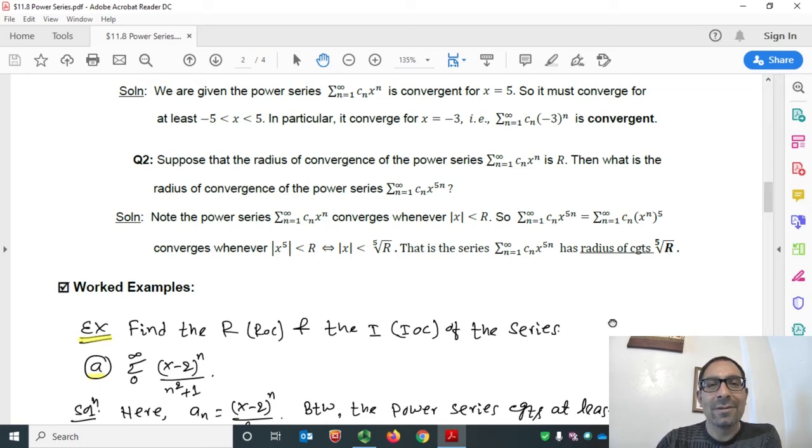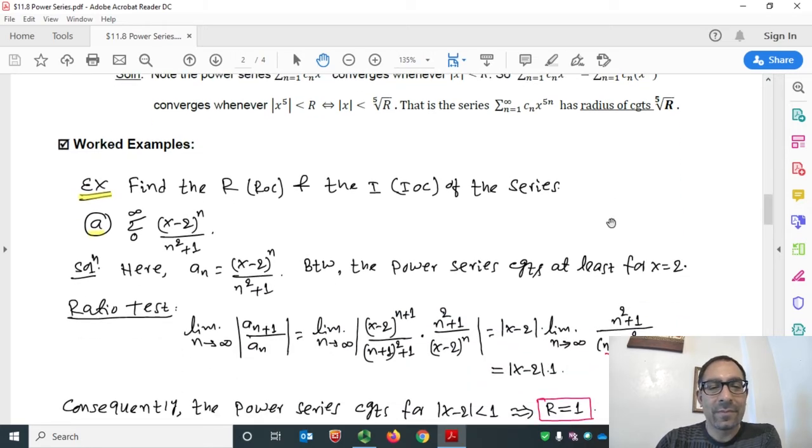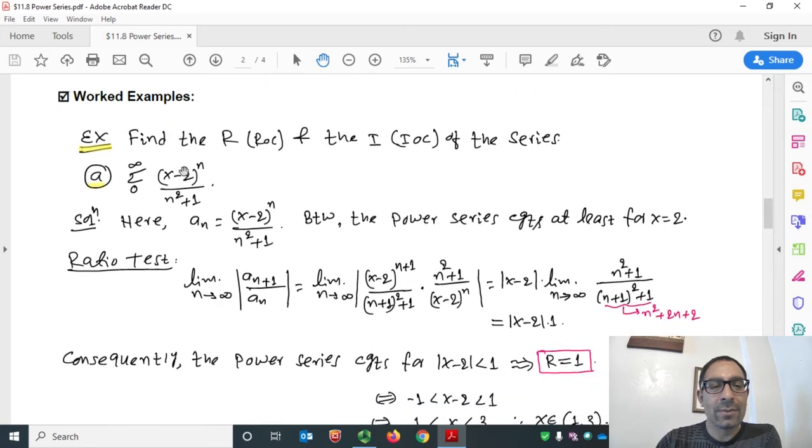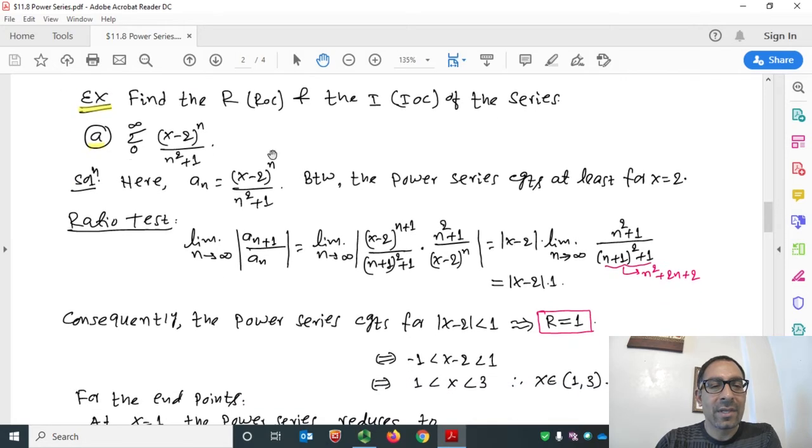Great. So now let's solve some examples. Worked example. Find the radius of convergence and the interval of convergence of the power series. Question part A. The given power series is summation n of (x minus 2)^n over n squared plus 1. So here a_n equals (x minus 2)^n over n squared plus 1, and we know the power series converges for at least x equals 2, which is the center.